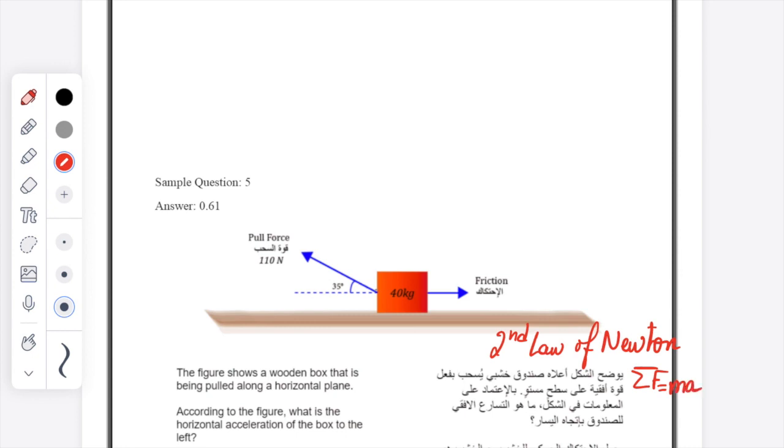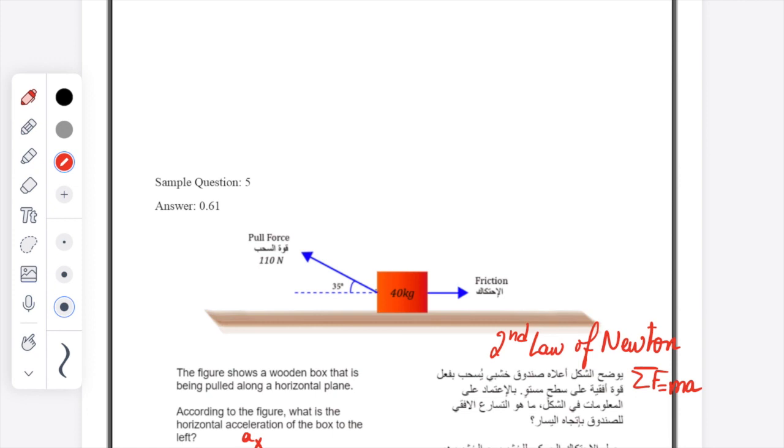The figure shows a wooden box that is being pulled along a horizontal plane. According to the figure, what is the horizontal acceleration, which means ax, of the box to the left? Provided that the coefficient of kinetic friction wood on wood is 0.2, so basically we are also given mu k, round your answer to the nearest hundredth.